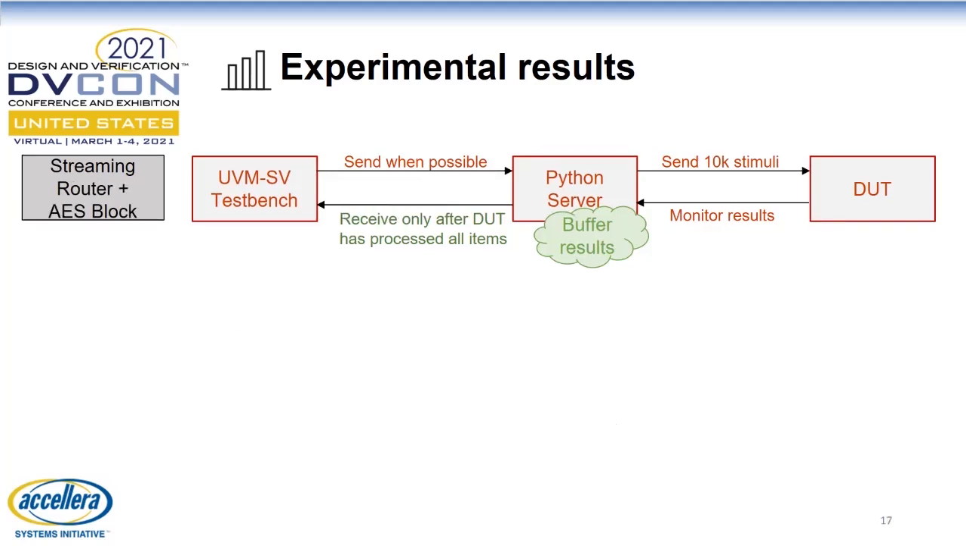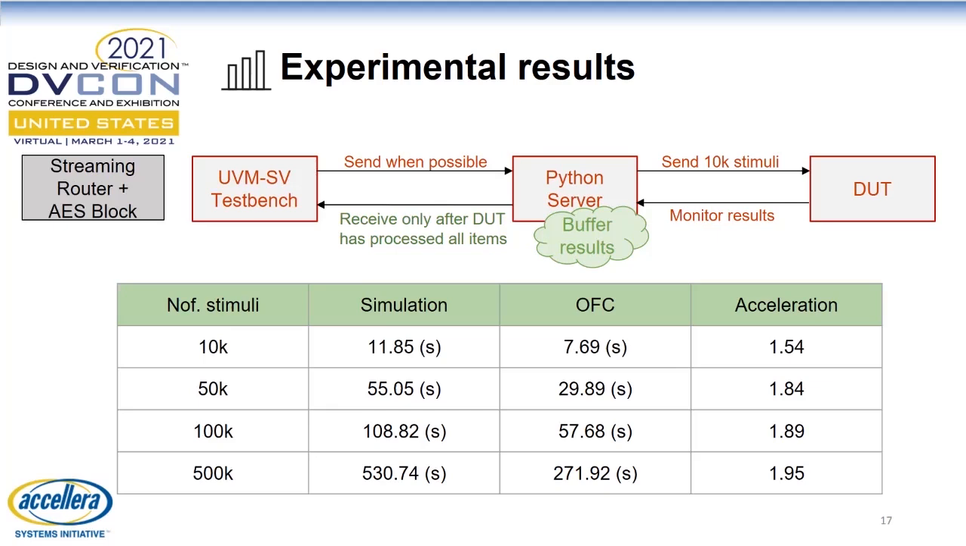The same configuration used for the streaming router with a mathematical block, the AES encryption block, leads to even better performance. As we can see, the acceleration factor is now almost 2. This increase is due to the rising of complexity regarding the emulated design.